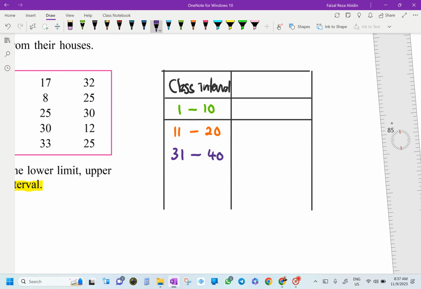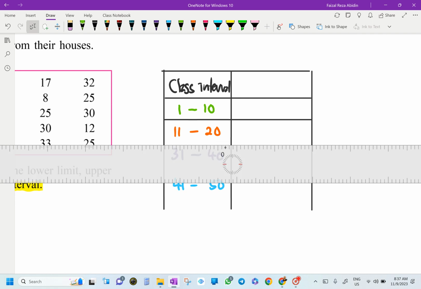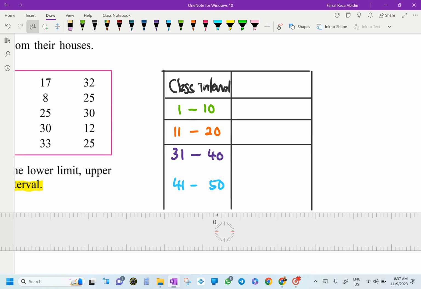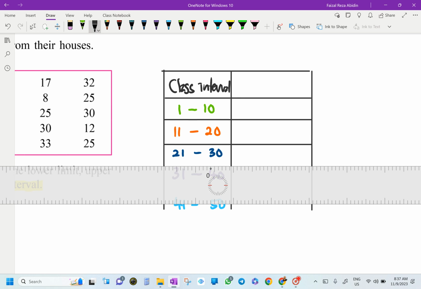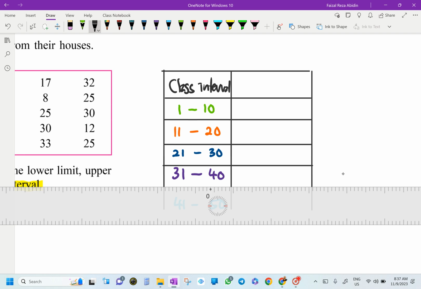31 to 40. Then 41 to 50. Even though the highest one is going to be 49, right? But we are going to put it under. Sir, 20, 21, not 31. Sorry. I just did it purposely. 21 until 30. I wanted to see whether you were aware or not.